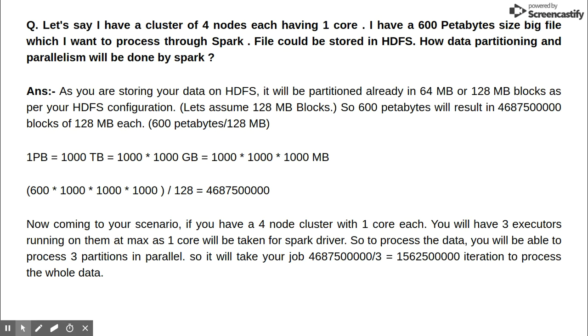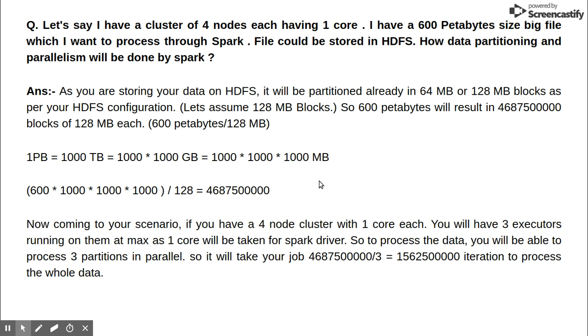Let's say I have a cluster of 4 nodes, each having one core. I have a 600 petabyte big file which I want to process through Spark. The file could be stored in HDFS. So how will data partitioning and parallelism be done by Spark? I'm assuming that your HDFS block size is 128 MB.